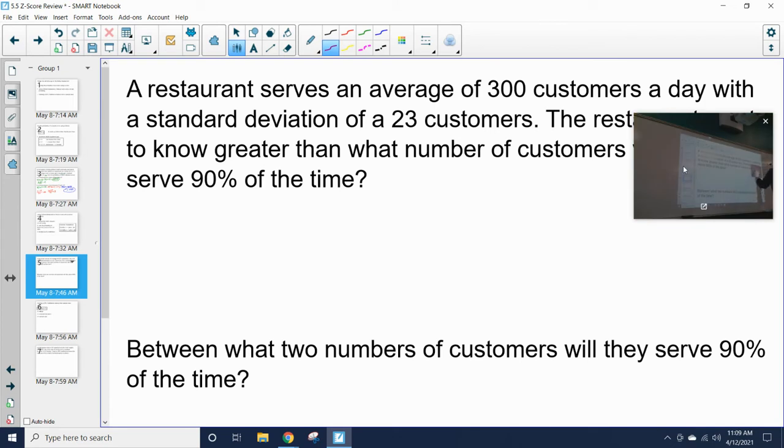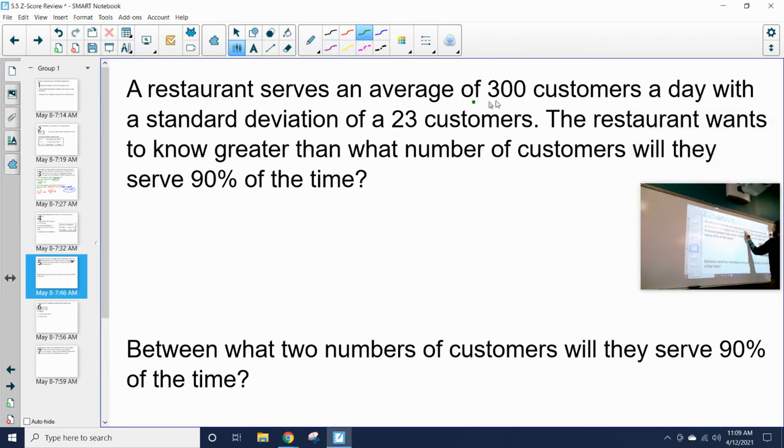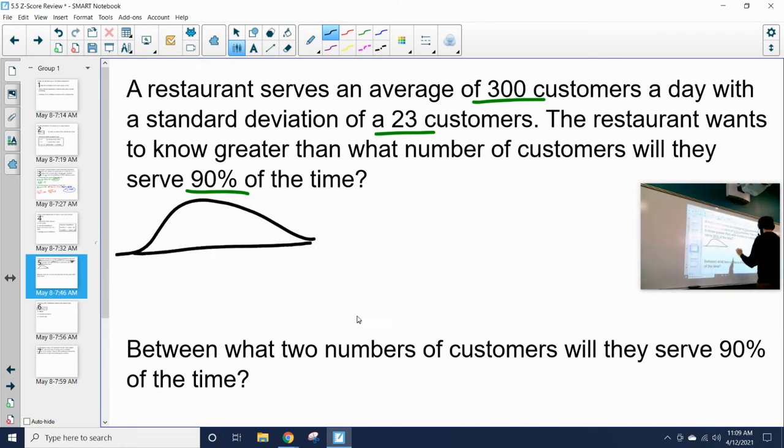A restaurant serves an average of 300 customers a day with a standard deviation of 23 customers. The restaurant wants to know greater than what number of customers will they serve 90% of the time. If we create a little normal distribution curve, like I was saying, that's a pretty bad one, we'll pretend. We want to figure out what number they are serving 90% of the time. So this upper value is the 90%. I need to know what number is greater than that.